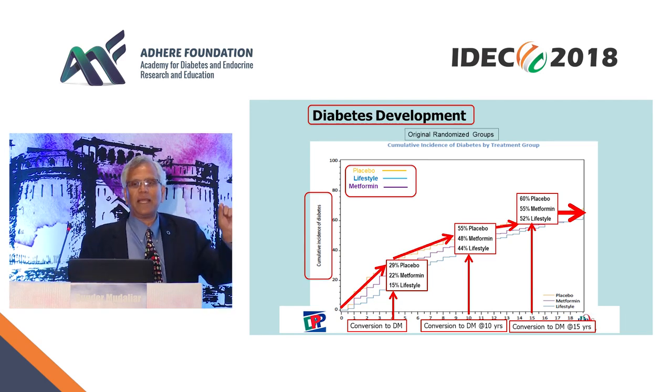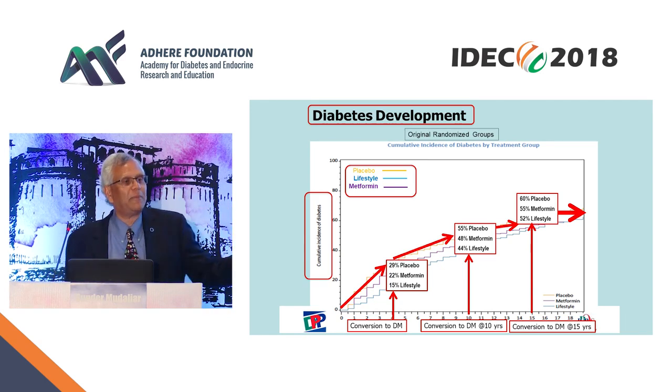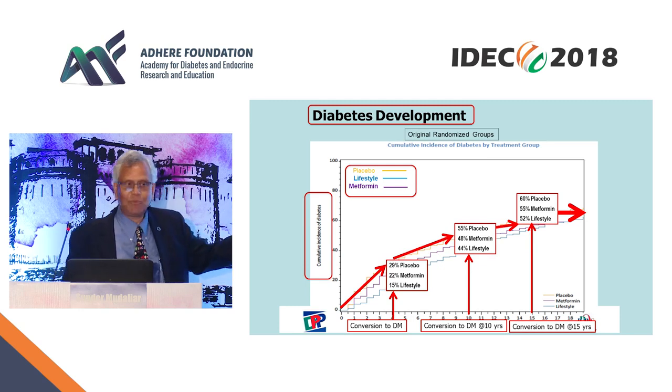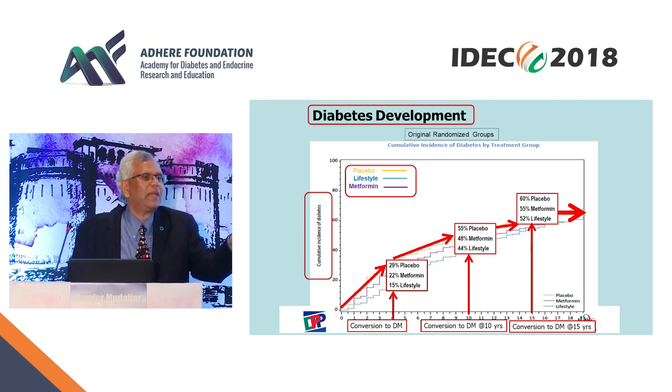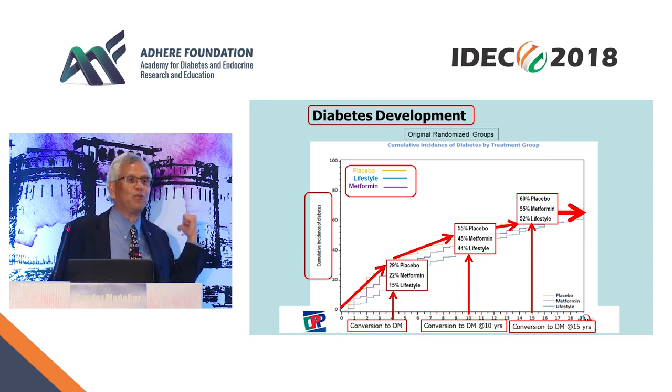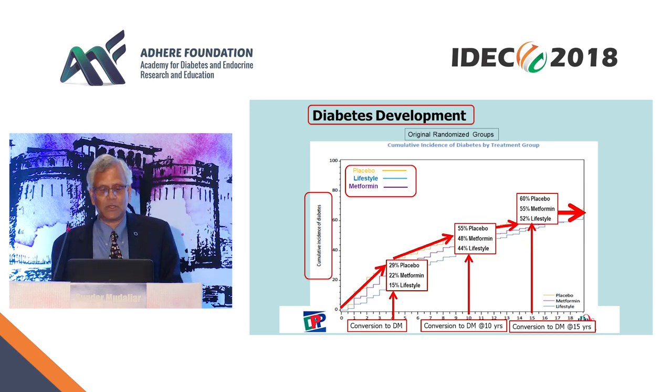So the bottom line is not everybody with pre-diabetes will go on to get diabetes. No. Some people will go back, 15, 20%. Many people stay over there. But we don't know upfront who's going to get diabetes or not.